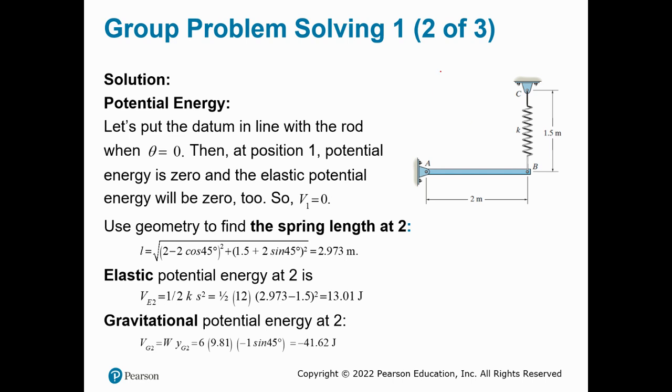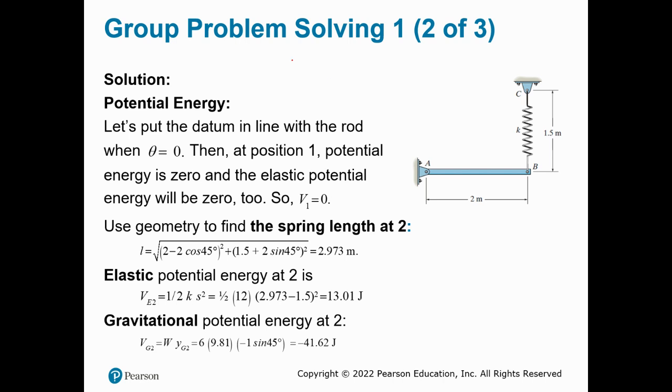That's my initial energy. There's no kinetic energy, and the initial gravitational potential is 0, because we set the reference point to be where position 1 is. The spring elastic potential energy is 0 as well, because the spring is relaxed and unstretched.